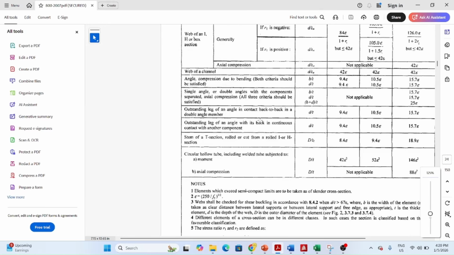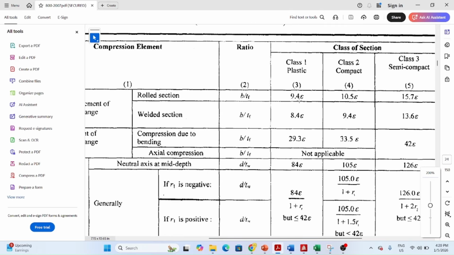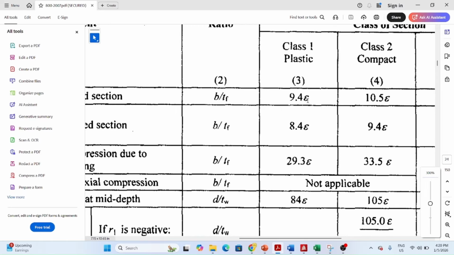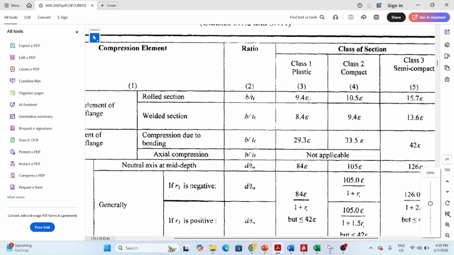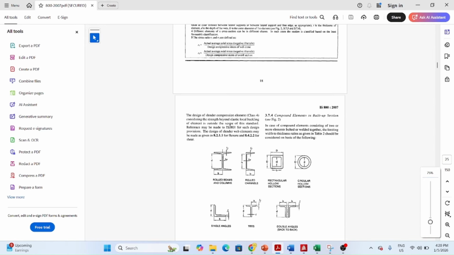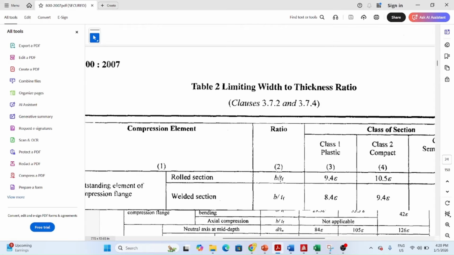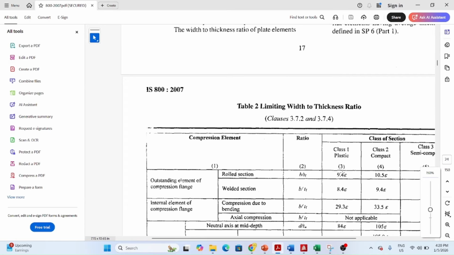Once we have the ratio of B by TF, we compare it with 9.4 times E. Now what is E? E is square root of 250 divided by Fy. Generally Fy is 250, so square root of 250 by 250 is 1. So if my value of B by TF is less than 9.4 into 1, E is 1.